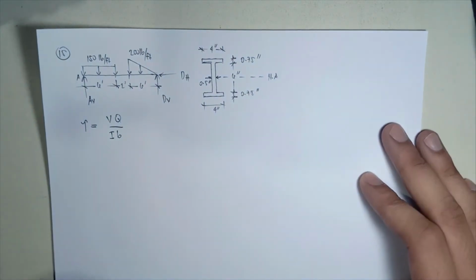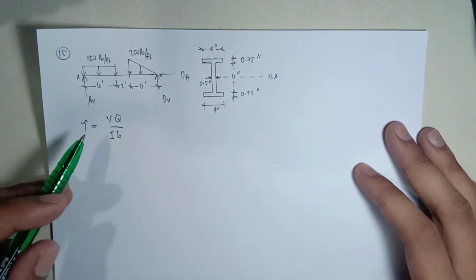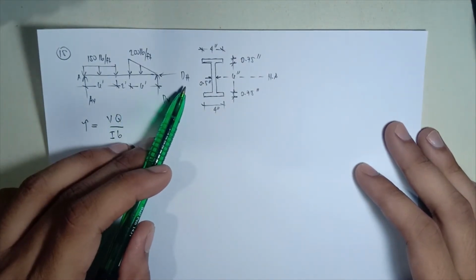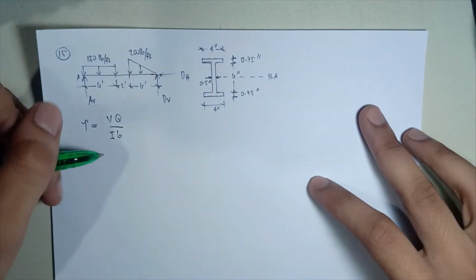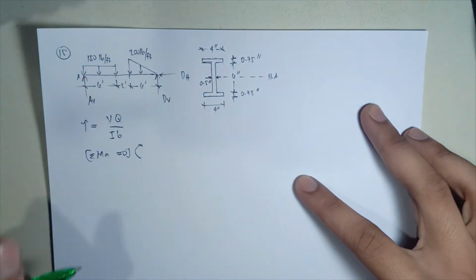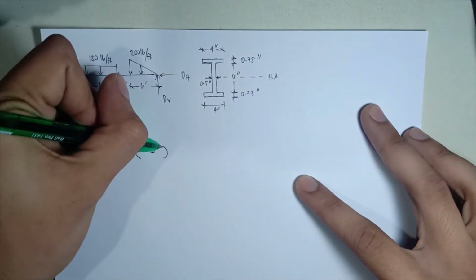So first, solve muna natin yung reactions in the beam. Solve AV, DV. Obviously, yung DH natin equals to 0 kasi walang horizontal force acting on the beam. So, summation of moment at point A equals 0. Equate natin lahat ng clockwise moments sa counterclockwise moments.